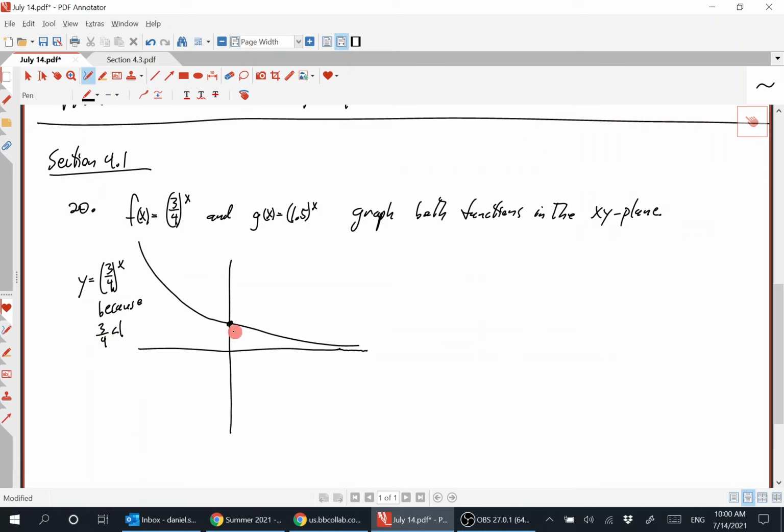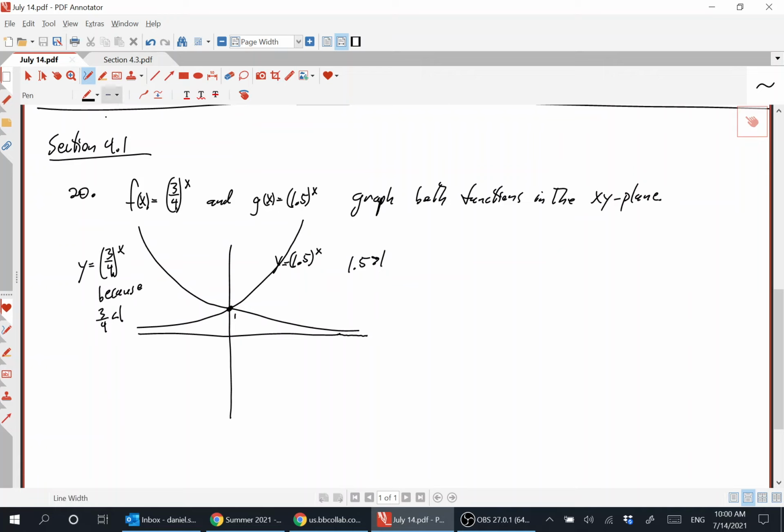And the y-intercept is always just at 1, unless you have a k in the front there, in which case it's at k. And then 1.5 to the x looks like that. It's the same type of graph, just spun around the y-axis, because 1.5 is bigger than 1. So exponential functions always just look like that. Pretty simple graph. The function grows very, very quickly, faster than any polynomial, eventually.